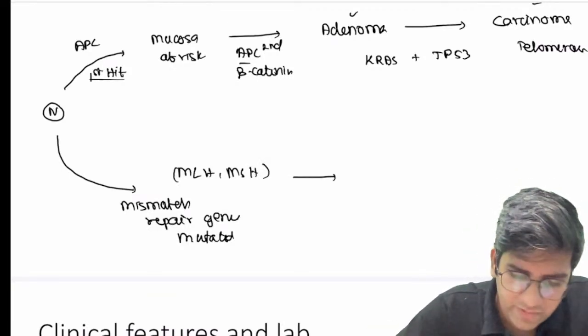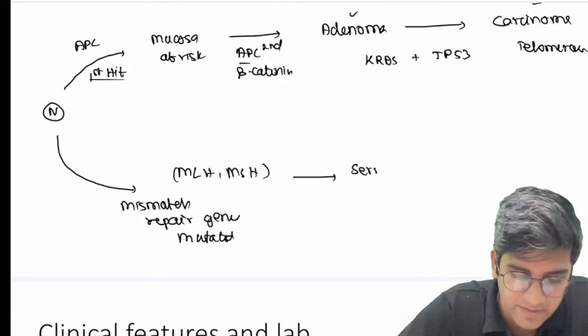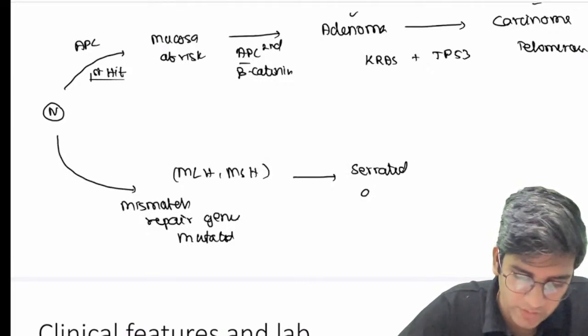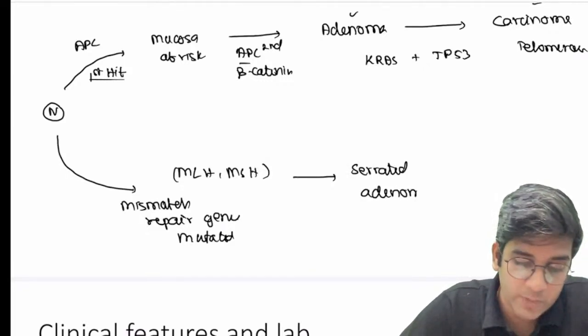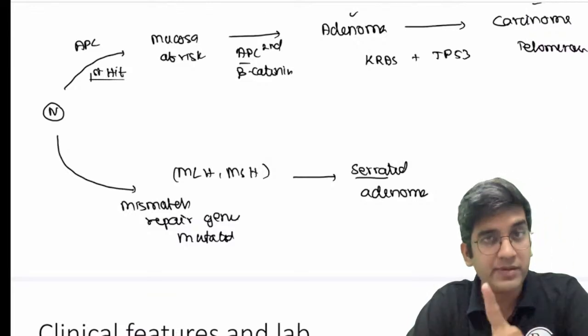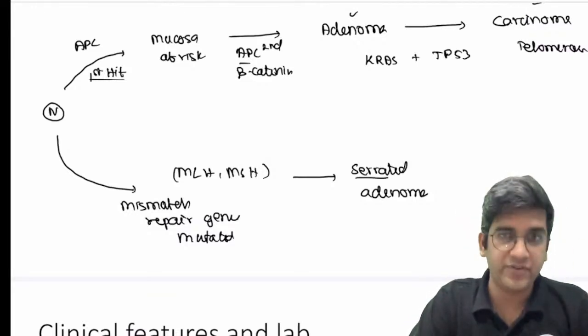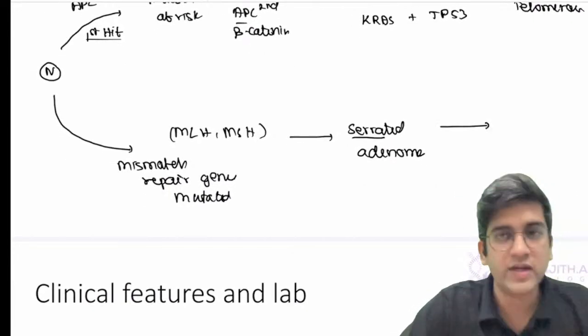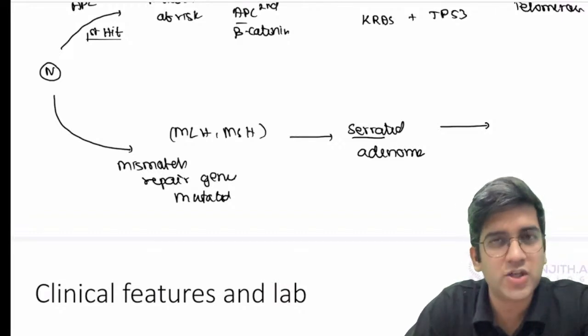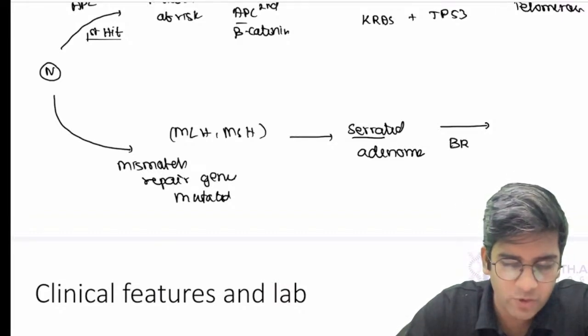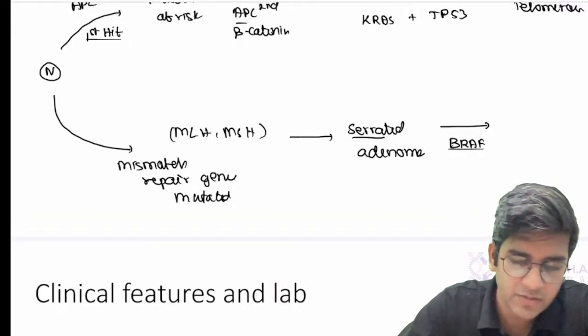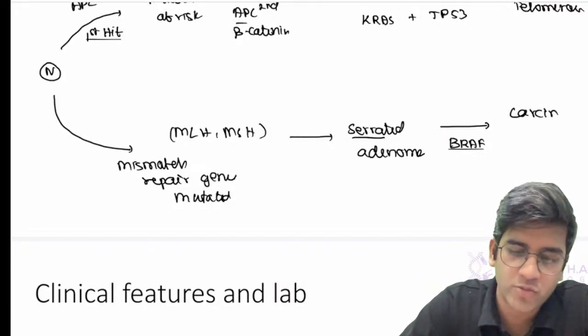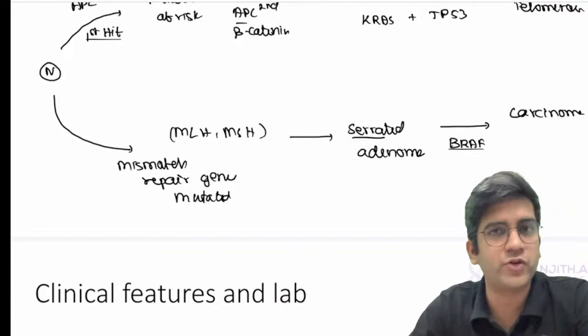So once they're getting mutated, instead of normal adenoma, it becomes something called a serrated adenoma. This is important. Serrated adenoma is different from a normal adenoma. The precursor of HNPCC is different from FAP. This will require further mutations. At least one mutation I want you to remember is BRAF. BRAF mutation makes it a carcinoma. Again, once carcinoma forms, you need a telomerase mutation for it to spread, right?